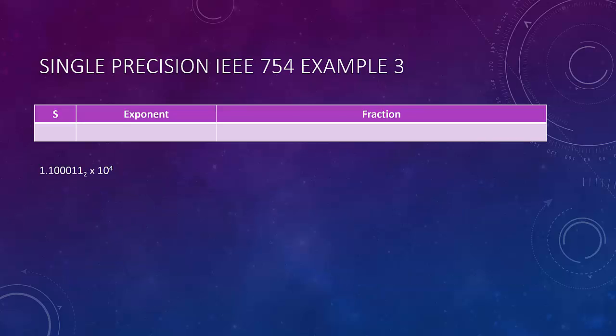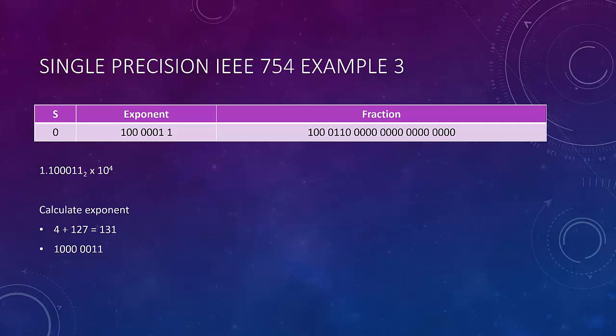And so here we are, 1.1000011 times 10 to the power of 4. It's a positive number, 0 goes in. The exponent, again, 4 plus 127 gives us 131. We've now popped over the top, so we need that 128. It's actually 128 plus another 3, which is a 2 and a 1. This is why we've got 10000011. Pop that in the exponent, and in the fraction is the 1000011, and then pad the remaining zeros.